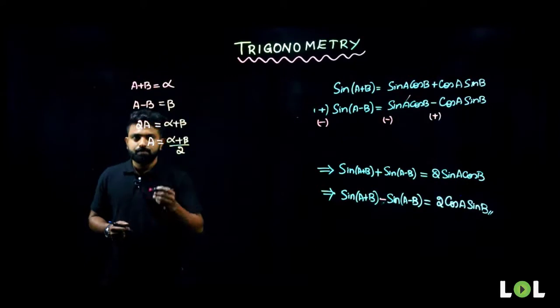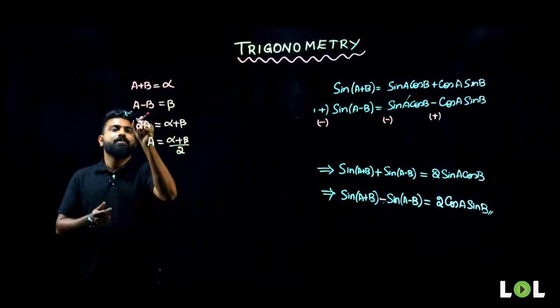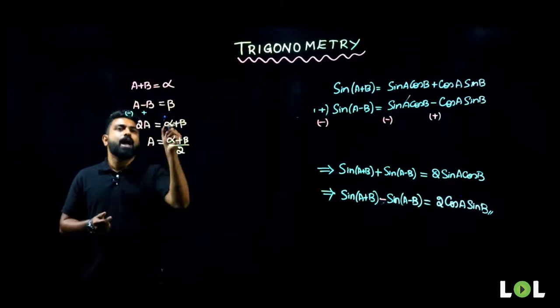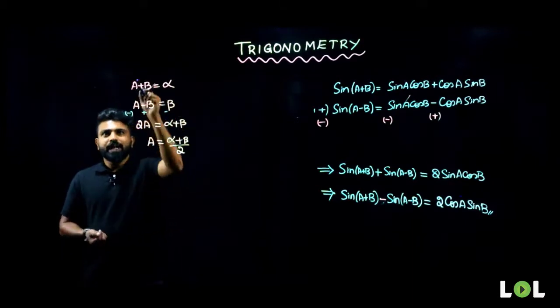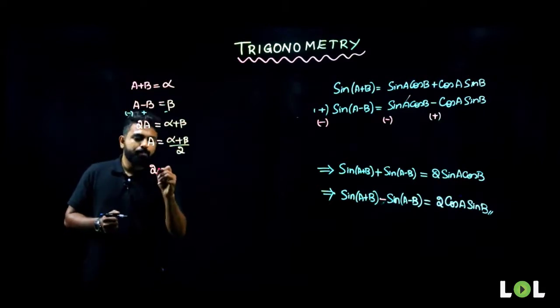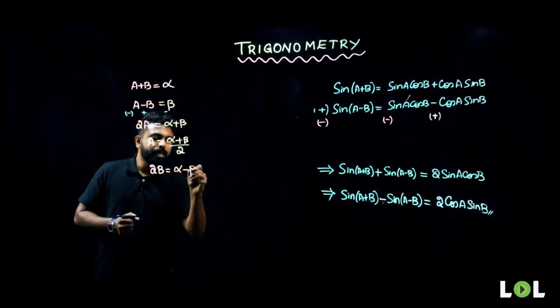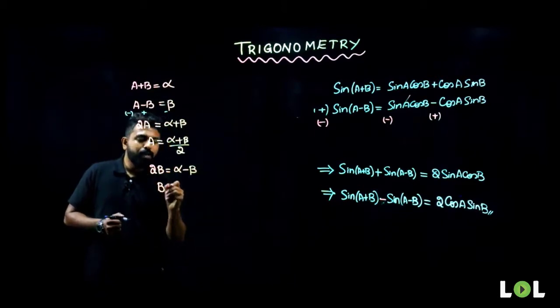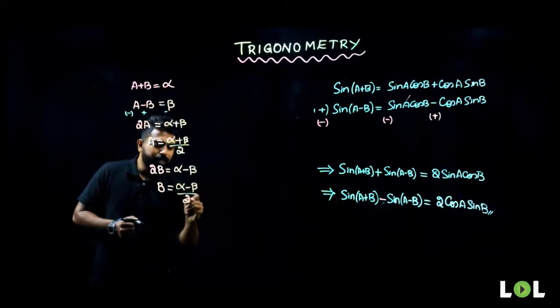Similarly, now if I subtract these two, what will I be left out with? This will be negative here, this will be positive, and this will be negative. So what will I be left out with? A and A gets cancelled. 2B will be equal to alpha minus beta. And what will be the value for B? Value for B will be alpha minus beta divided by 2.